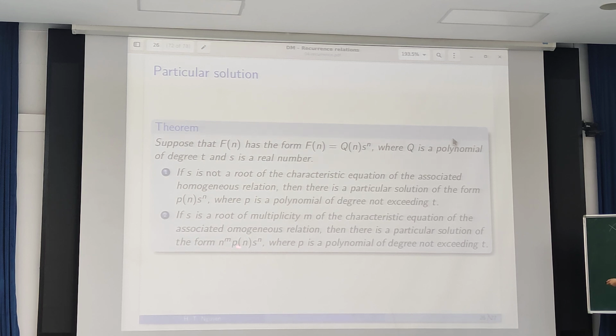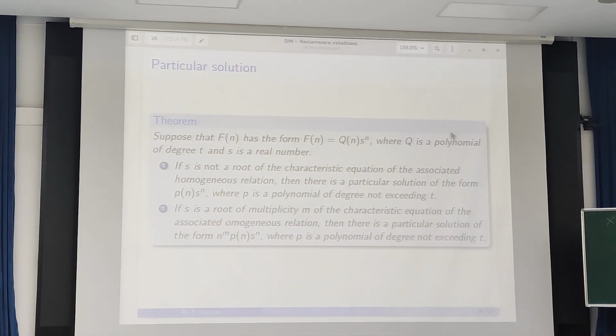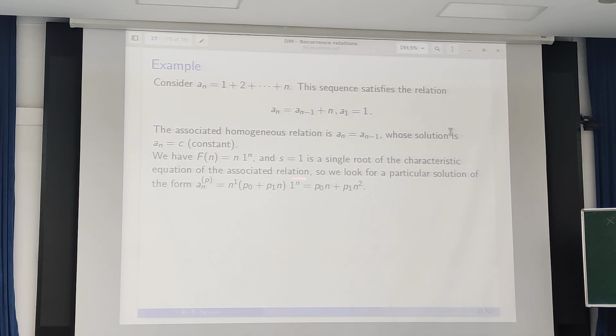Okay, so we will look for a solution of this form here. So I will write it. So we will look for a solution of the form n to the power 1, because the multiplicity here is equal to 1, times Pn times 1 to the power n. Okay? And here, the degree of p is smaller than or equal to 1. So it is either a constant term or a degree 1 polynomial. Okay.